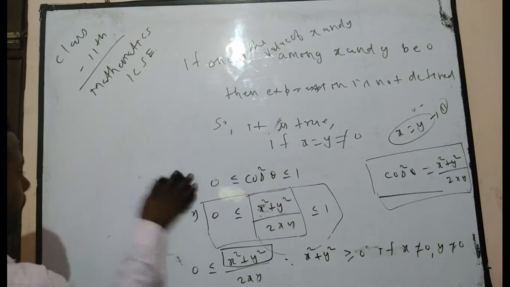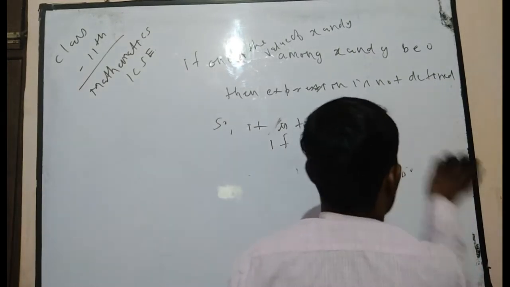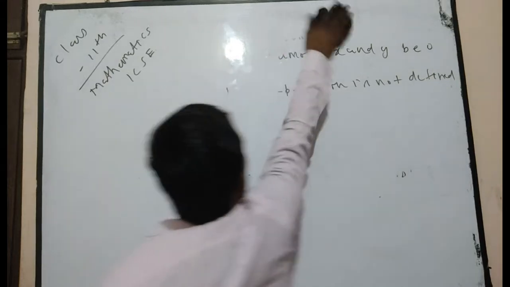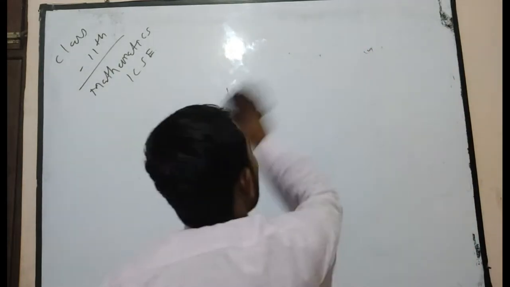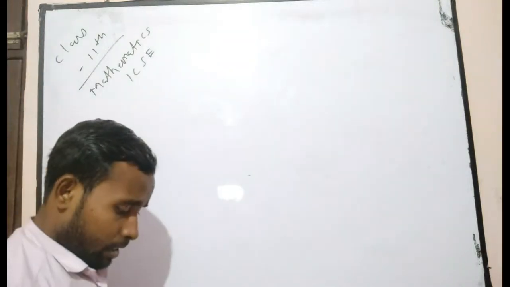Now I go to the next concept. I think this is very simple, but the actual meaning of domain and range of a function is clear from this question. Now I take the next problem.